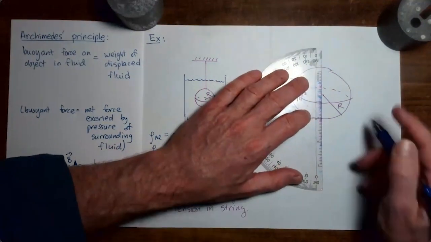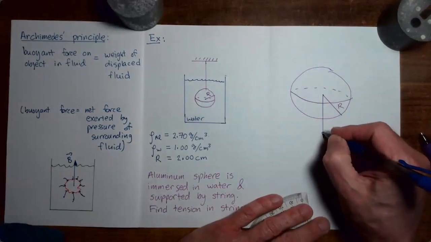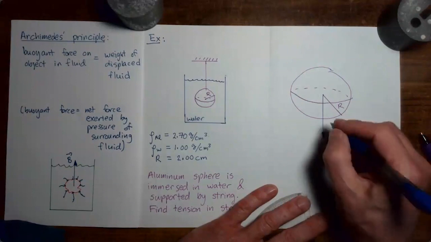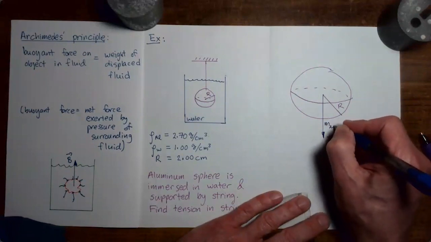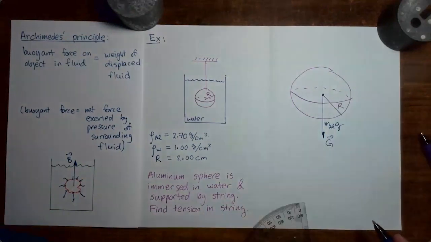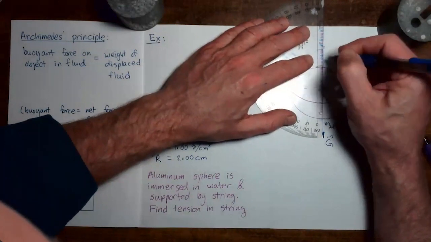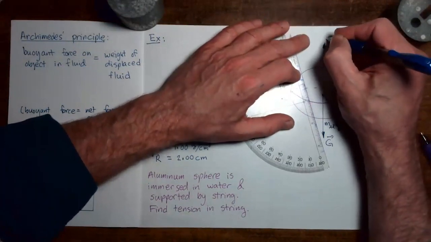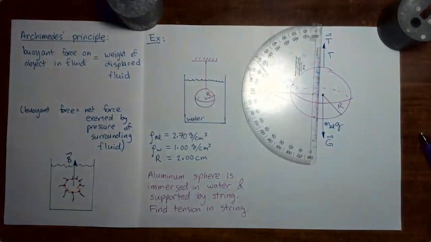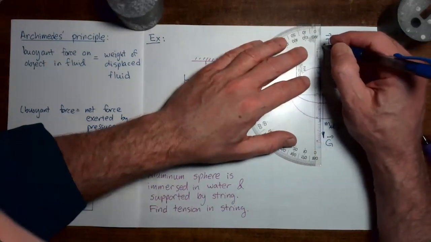So doing the force diagram now, as usual, we have the gravitational force acting on the aluminum sphere. The magnitude of that would be the mass of the aluminum sphere multiplied by little g, as usual. We have the tension in the string, magnitude T. And then we also have the buoyancy force. The buoyancy force would point upward as well.